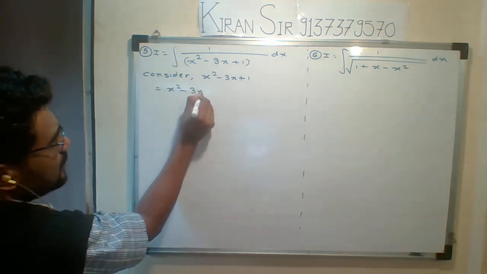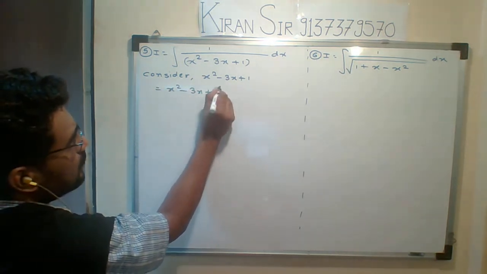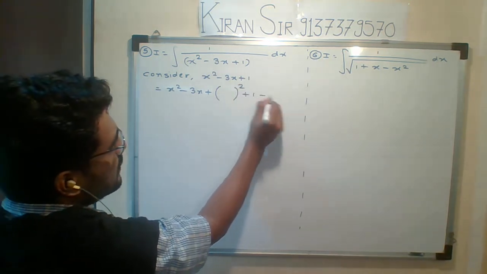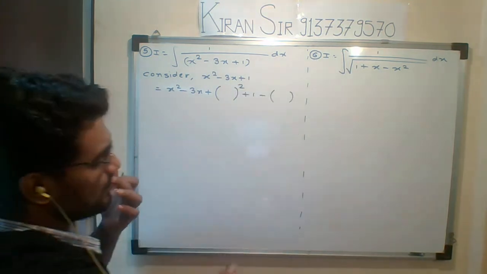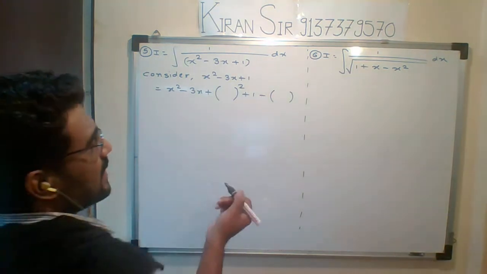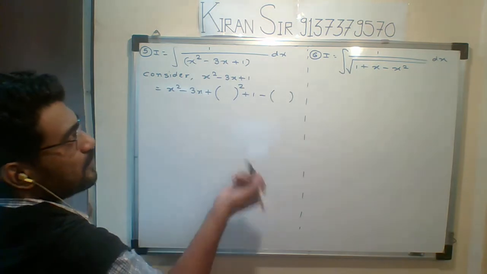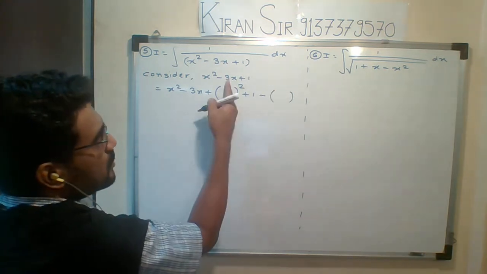Next step, yaad rakhna, hamesha. Is 3x ke baad mein hum log ek term ko square karenge, wo add karenge, aur usi term ko hum log minus bhi karenge. So what exactly are we going to add and subtract? The square of half of the coefficient of x. So students, what is the coefficient of x here?